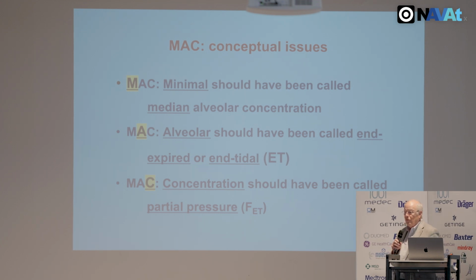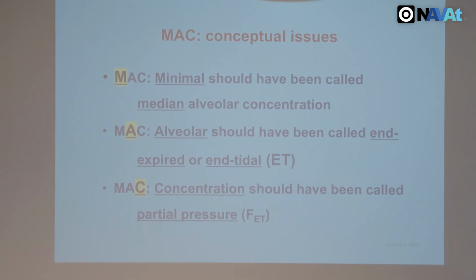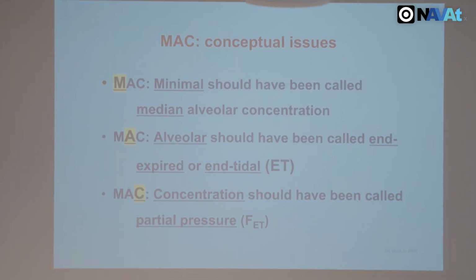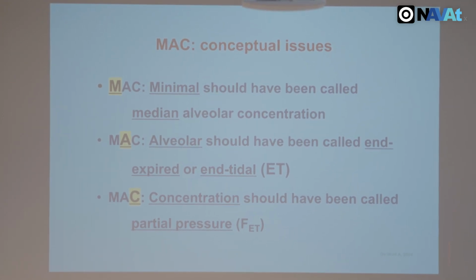There are several conceptual issues with how MAC has been defined. It's clear from the previous slide that minimal is not a good term. It should have been the median alveolar concentration. The A for alveolar is also wrong because, as we heard from Philip Peyton, we absolutely cannot measure alveolar concentrations of any gas. Impossible. So it should have been called end-tidal concentration.